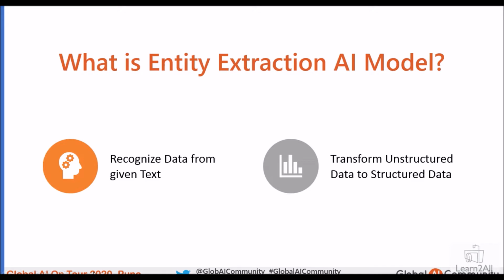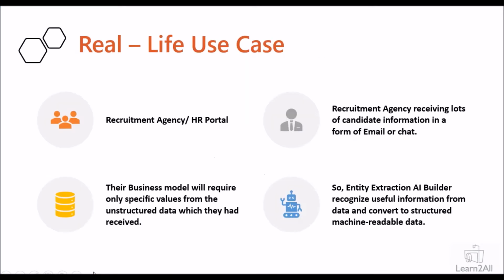Now, I know this is the theoretical concept. Let me explain with the help of a practical example by taking a real-life use case. Let's consider the example of an HR agency or an HR portal. A recruitment agency receives lots of candidate information in the form of an email or a chat window. Their business model will require only specific values from the unstructured data that they have received. So entity extraction AI Builder recognizes the useful information from the data and converts it to structured, machine-readable data. That is the main purpose of this entity extraction AI model.